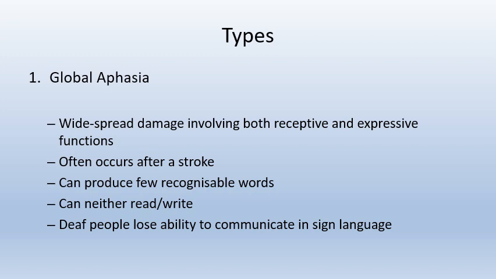So damage to these two areas means a large amount of the cortex is damaged. It usually occurs after a stroke. This patient can produce few recognizable words because such a large area is involved. This patient would be neither able to read nor write. And if the patient is a deaf person and used to communicate in sign language, this patient would lose the ability to communicate in sign language.